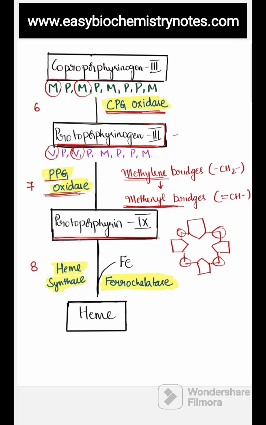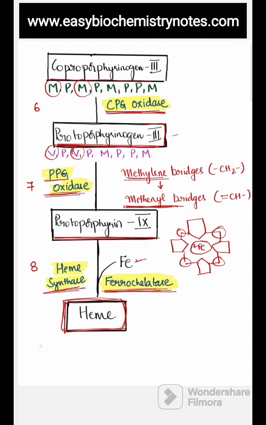Now in the last step, to this porphyrin ring an iron gets attached in the presence of the enzyme heme synthase, because heme is getting synthesized finally, or because iron is getting attached, the enzyme can be ferrochelatase. So finally the heme gets synthesized when an iron gets attached to this protoporphyrin 9 molecule in the presence of the enzyme heme synthase or ferrochelatase.